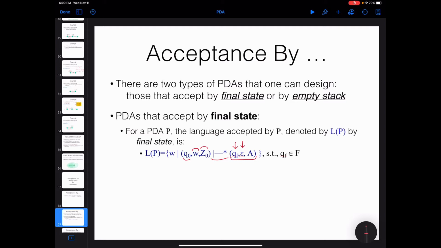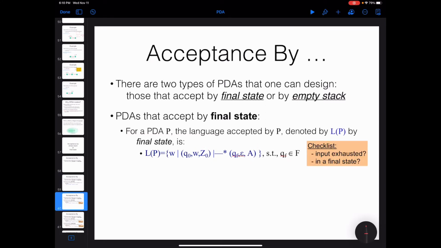You can see that I wrote the content of the stack to be A, which means that we don't really care what is in the stack. As long as we have reached one of the final states and we have read the full input string, we say that the string has been accepted. It doesn't matter if the stack is empty or what is in the stack. So the checklist is that the input should have been consumed completely and you should be in a final state.